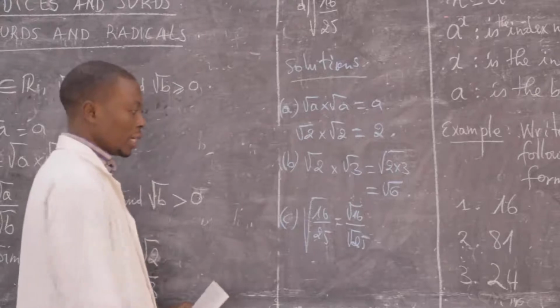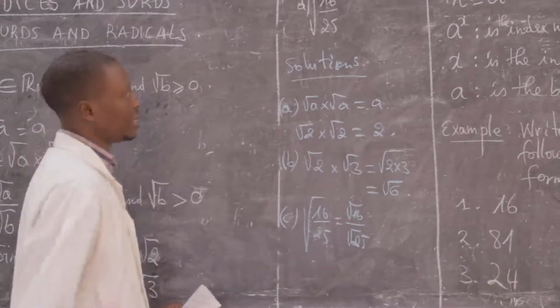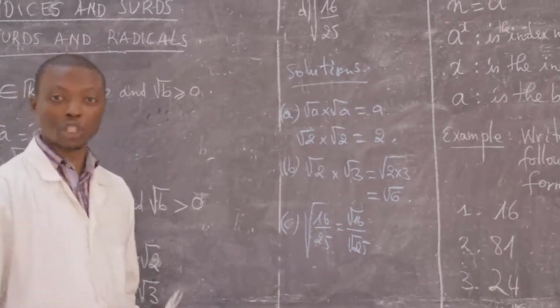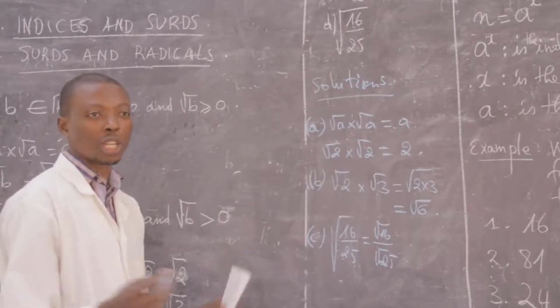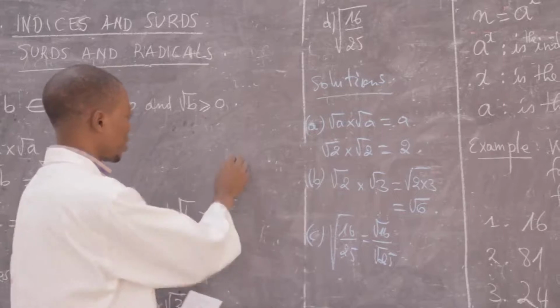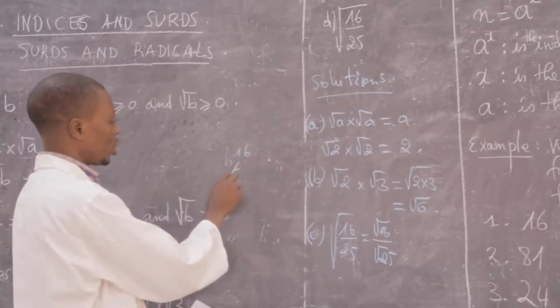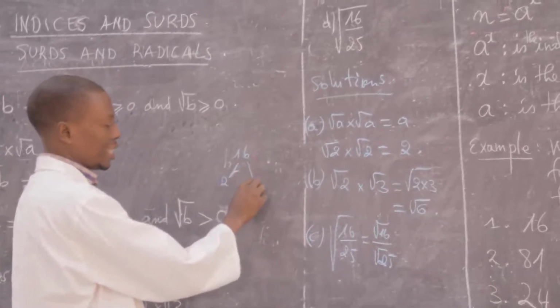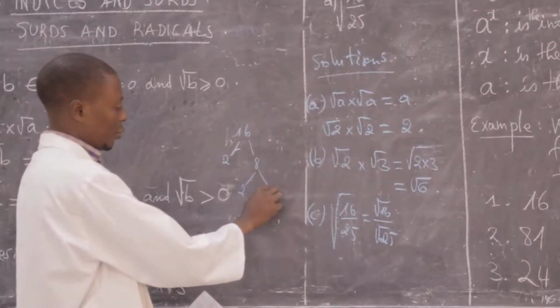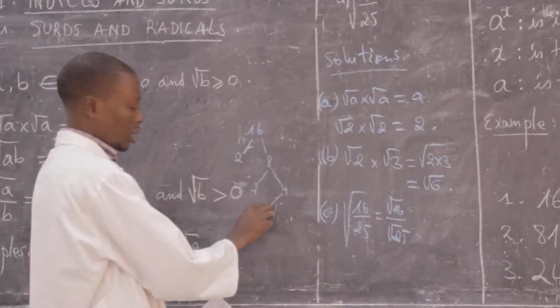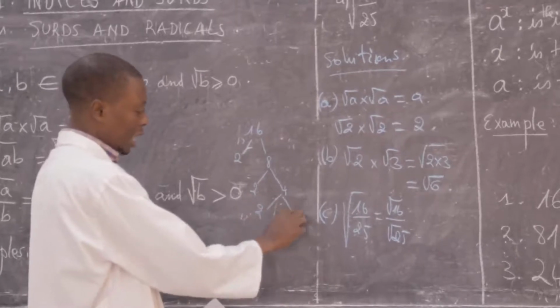As you know, this 16 is a perfect square number. A perfect square number means once you find the prime factors of 16, you can put 2 and get 8, you can put another 2 and get 4, you can put another 2 and have 2.